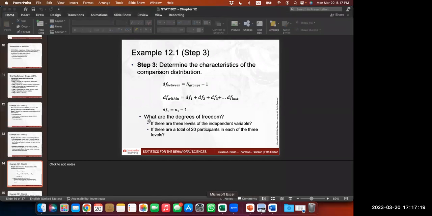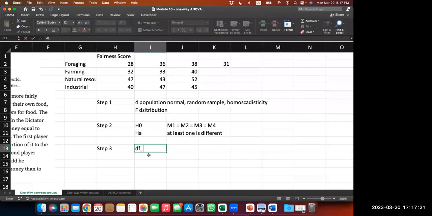So we have the degree of freedom between, which is now 4 minus 1. Degree of freedom within is now 4 minus 1, plus 3 minus 1, plus 3 minus 1, plus 3 minus 1.